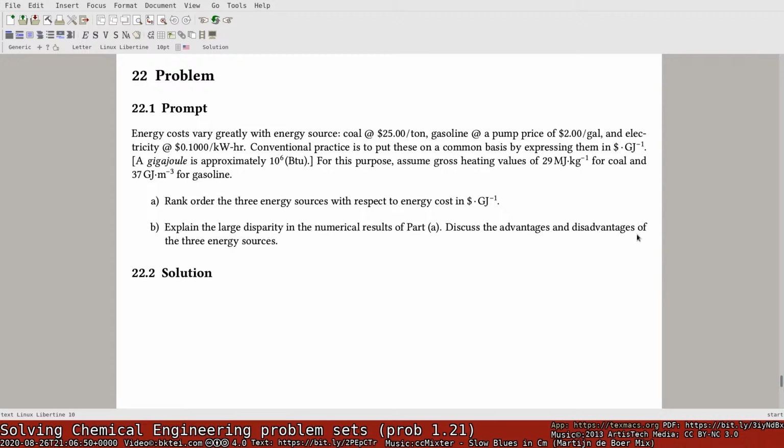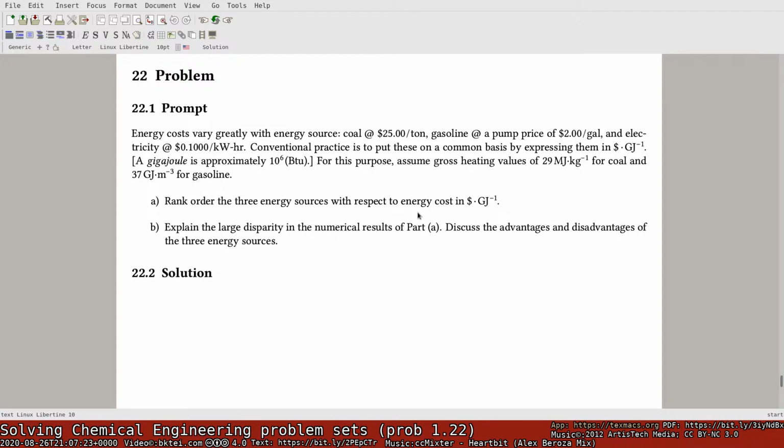Okay, problem number 22. We got energy costs vary greatly with energy source. Coal is $25 per ton, gasoline at a pump price of $2 per gallon, electricity at 10 cents per kilowatt hour. Conventional practice is to put these on a common basis by expressing them in dollars per gigajoule, which is approximately 10 to the 6 BTUs.